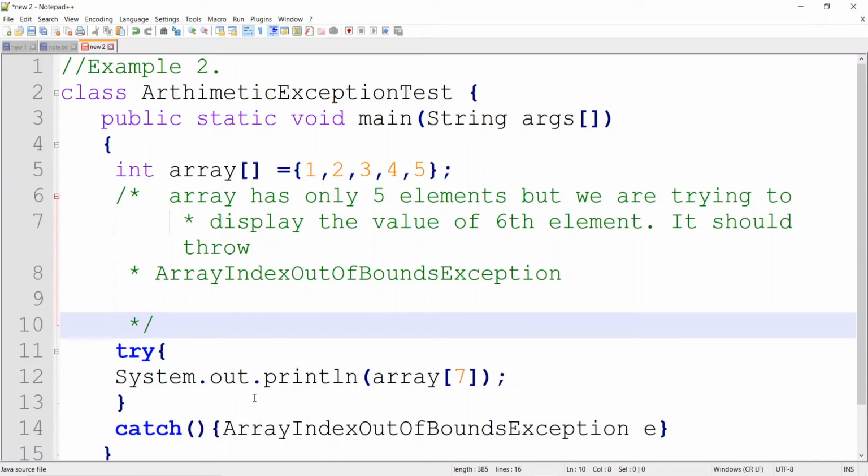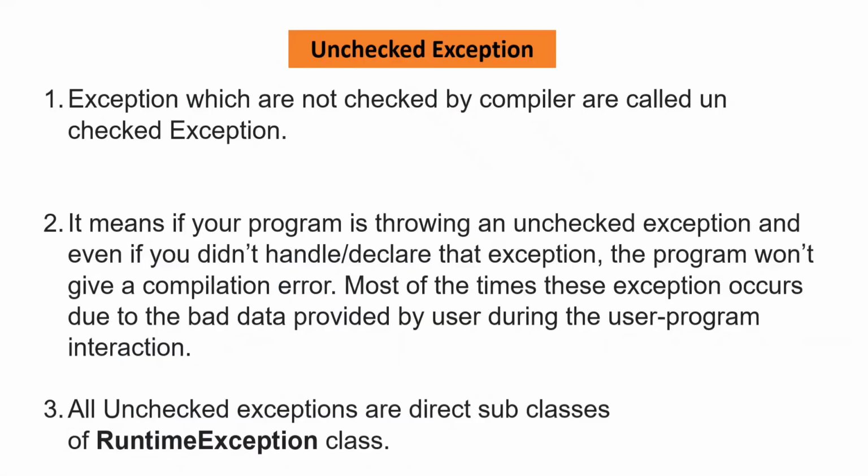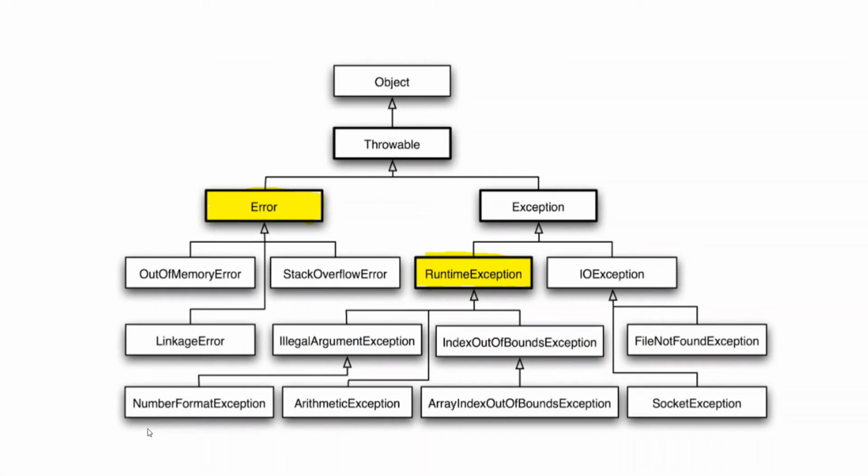So let me come back and show you another analogy. Suppose this is the hierarchy of all our exceptions. So Object is the main class of all Java classes. So Throwable is the child of Object. So again, Error and Exception are the children of the Throwable class. Throwable is a class, not an interface. This is also sometimes asked by the interviewer, okay. So Error and Exception. Exception has two child classes, RuntimeException and IOException.